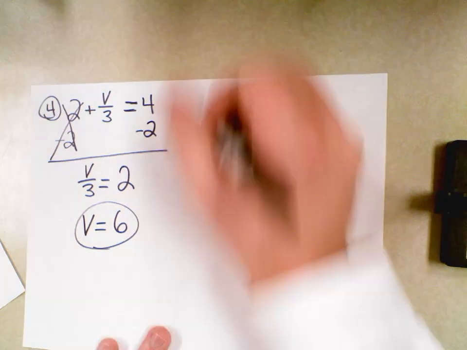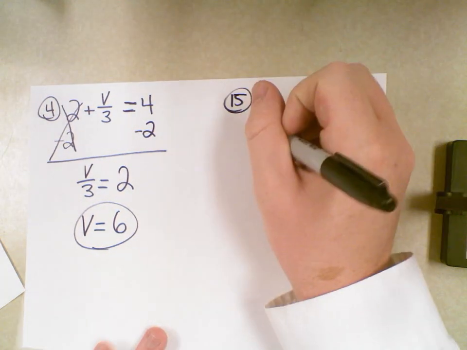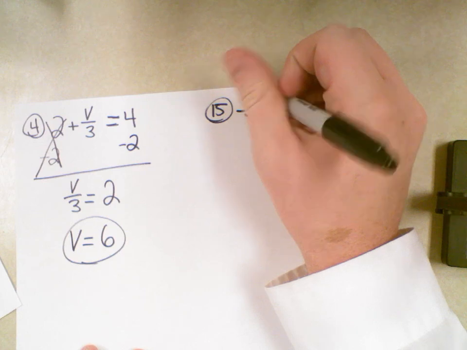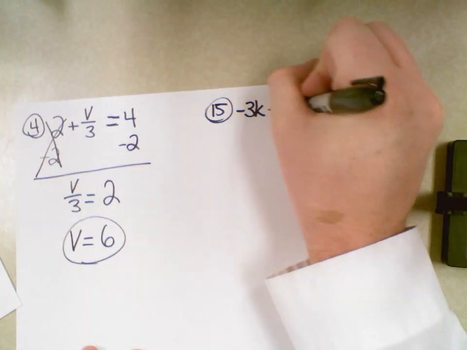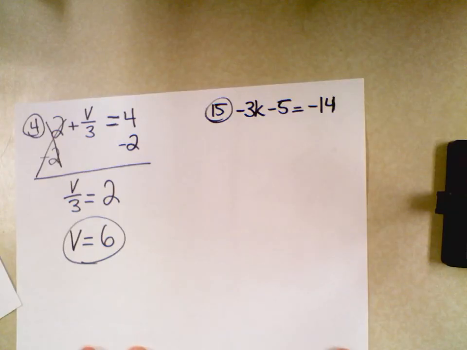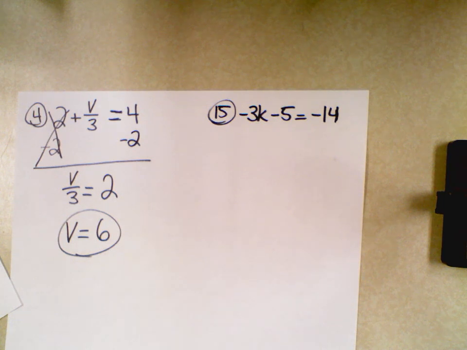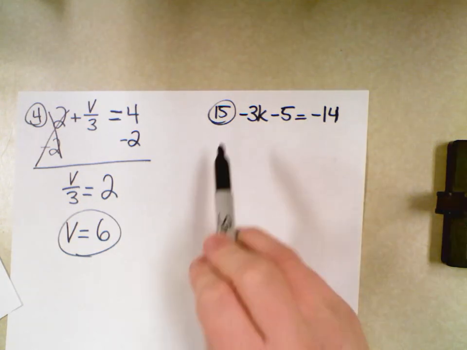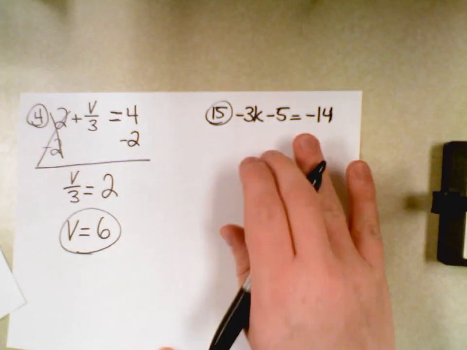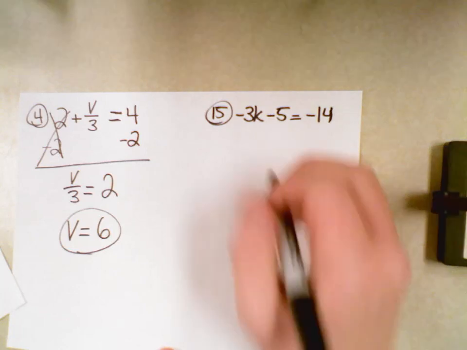Last but not least, number 15. This one is negative 3k minus 5 equals negative 14. All right. So as I look at this one, it's a little different, but I know it's the same rules that apply. What two numbers can I combine? I'm going to combine negative 5 and negative 14 because negative 3 has a k, and these two are alike.